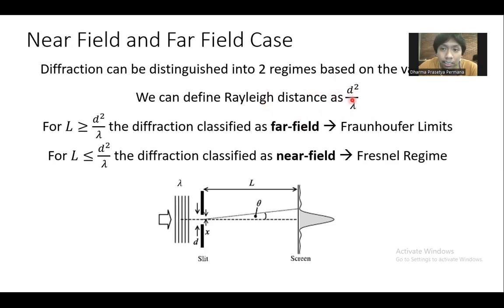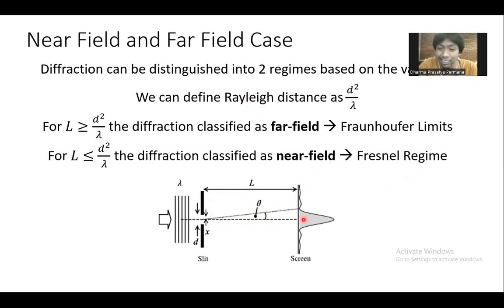We can define the Rayleigh distance as d squared divided by λ. And then we can see what kind of diffraction may occur based on the distance between the slit and the screen. If the distance is larger than the Rayleigh distance, then we call it the Fraunhofer limit. The diffraction occurs in the far field region. But if the distance between the slit and the screen is lower than or approximately equal to the Rayleigh distance, the diffraction becomes near field diffraction, or it will go into the Fresnel region. So it's basically based on the slit-to-screen distance.